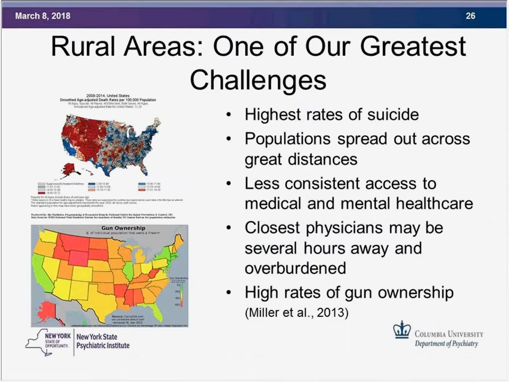Now, while the greatest numbers of suicides happen in our cities, the greatest rates of suicides happen in the rural parts of our country. And there are a couple reasons for that. The first being that they tend to have populations that are spread out across a great distance, and sometimes that gives them poor access to mental health care or medical care.